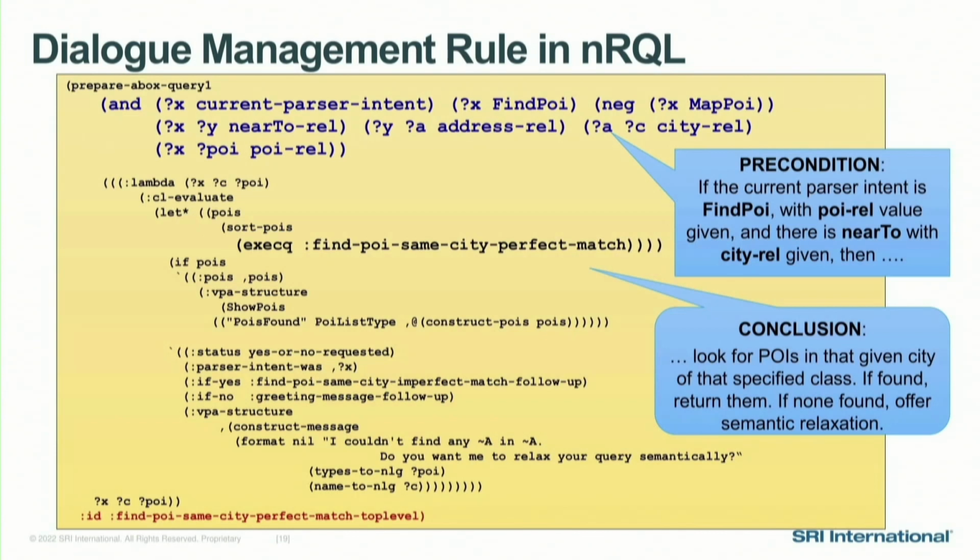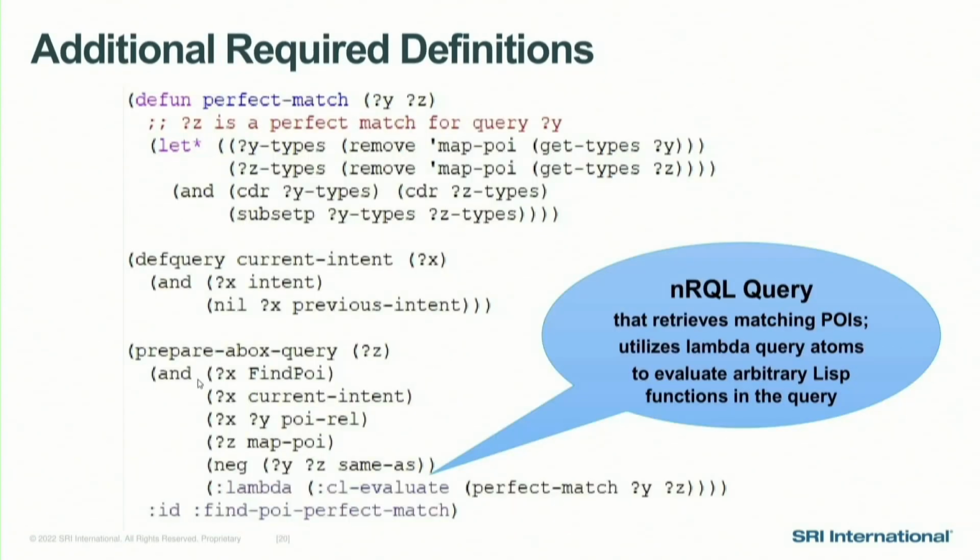Now, if matching POIs have been found, a result as expression is constructed and asserted into the dialog A-box describing the response. If, however, no matching instances have been found, then the rule computes the follow-up requests and asks the user, "Do you want me to relax your query semantically?" Meaning, do you want me to generalize the query? Now, based on the user's answer to this question, a follow-up continuation is being executed. In case of yes, a find POI same city imperfect match follow-up rule is being executed, else just a generic greeting message follow-up. And the remaining definitions are shown here.